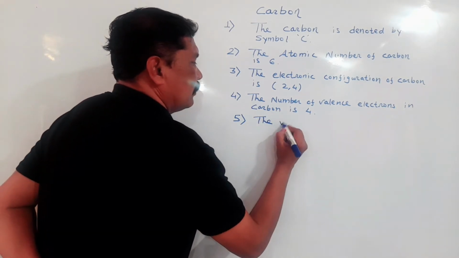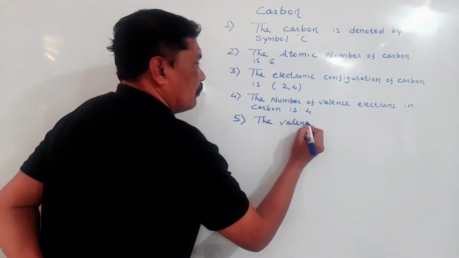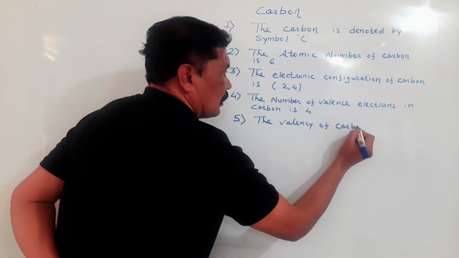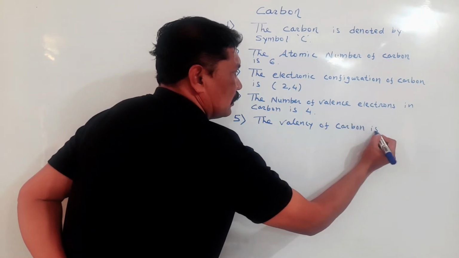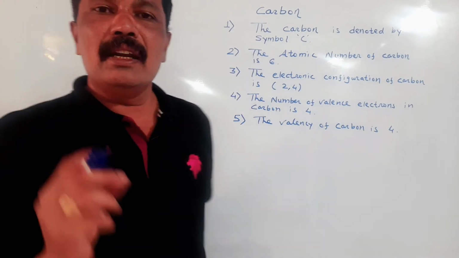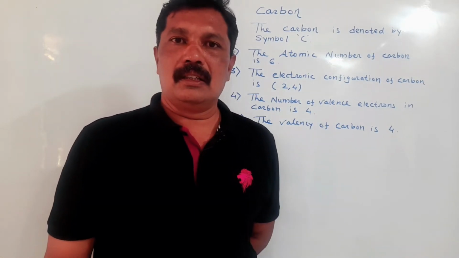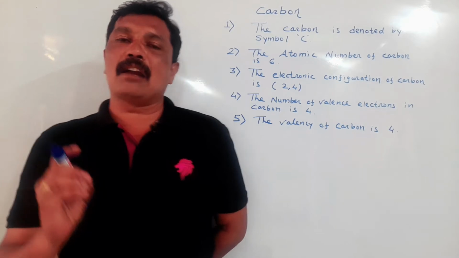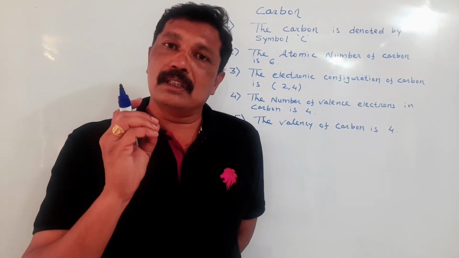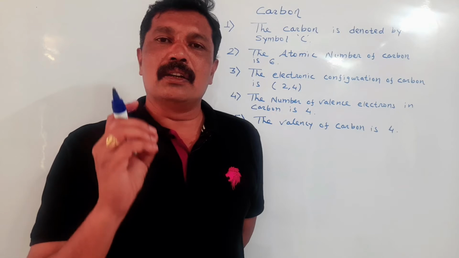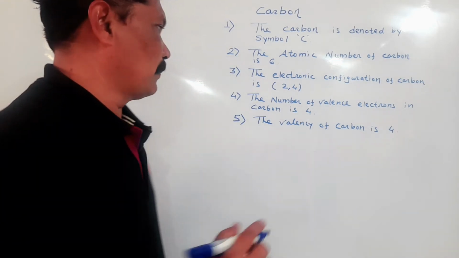Fifth, the valency of carbon is 4. My dear student, in order to complete its octet, carbon needs 4 electrons, and therefore the valency of carbon is 4.